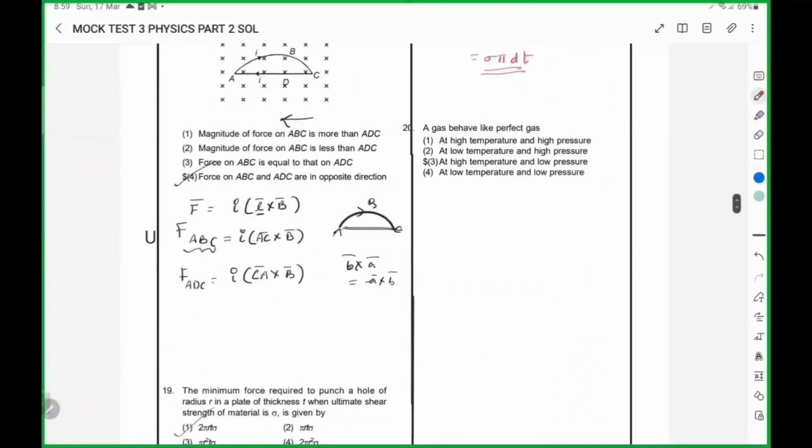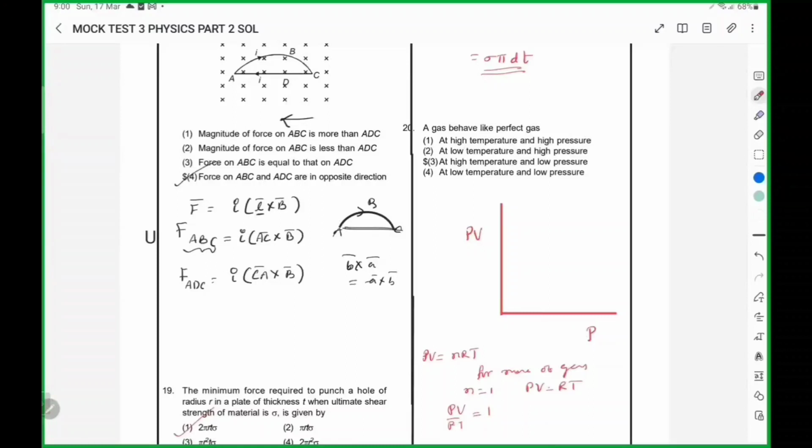A gas behaves like a real gas. With respect to some conditions, we defined an ideal gas. There are slight changes between a real gas and an ideal gas. For the ideal gas equation, we know that PV is equal to nRT. Suppose we draw a graph between PV and pressure for 1 mole of gas, that is n equal to 1, PV becomes RT. So PV by RT becomes 1.